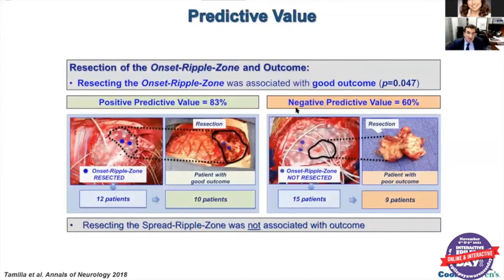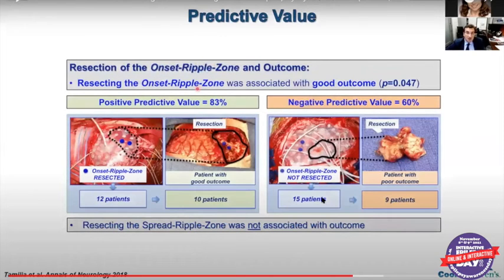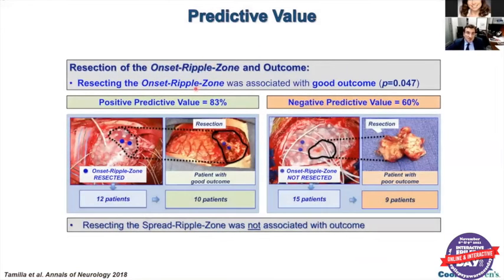We saw that for a significantly large group of pediatric patients, this kind of biomarker, the onset ripple zone biomarker, was able to predict the surgical outcome with high positive predictive values and high negative predictive values.